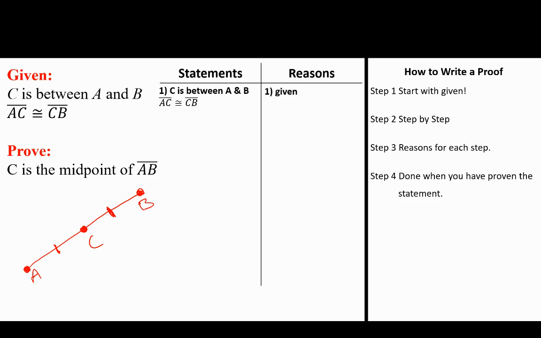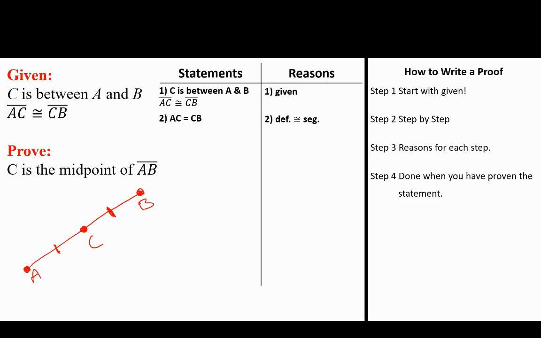From there, ladies and gentlemen, what does AC being congruent to CB tell me? Well, it tells me that AC should be equal to CB because of the definition of congruent segments. Okay, so because they are congruent, that also means they should have the same length. That's what the definition of congruent segments is telling me.